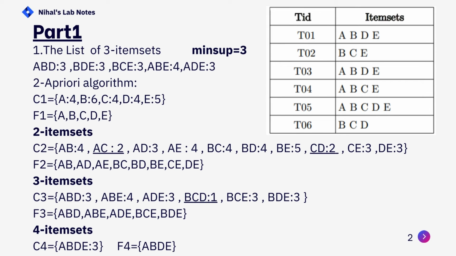It appears in transaction 5, also transaction 3, and transaction 1. So its support is equal to 3. So the support of ABDE is greater than the minimum support, so F4 will contain ABDE, it's frequent. So all the item sets that we can say are frequent: F1 joined with F2, joined with F3, joined with F4. All of these are frequent item sets.